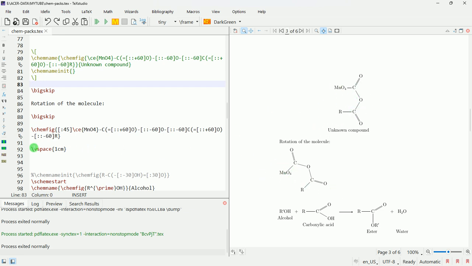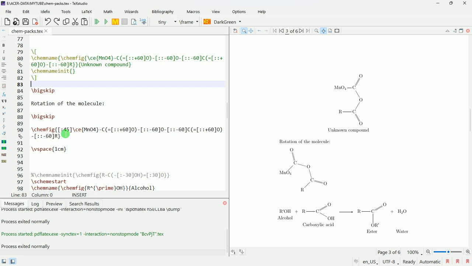by, here I have rotated by 45 degrees. So this line is my baseline, MnO4 to C. This is the starting line. So this line will be rotated by 45 degrees, and along with it the entire molecule will be rotated. So the idea is that just before chemfig, here I am not writing name, so chemname is not written here. Just after chemfig, write angle 45 degrees.